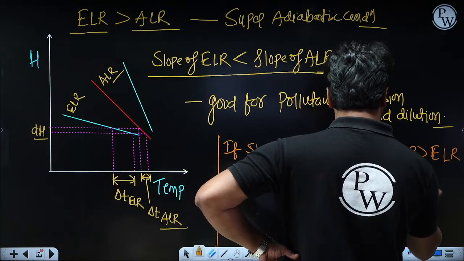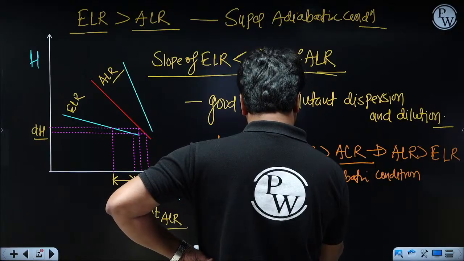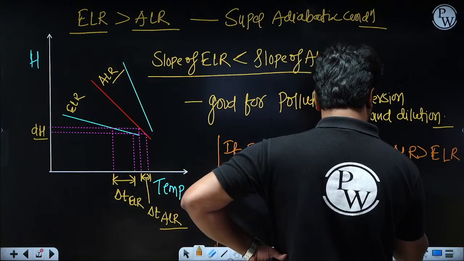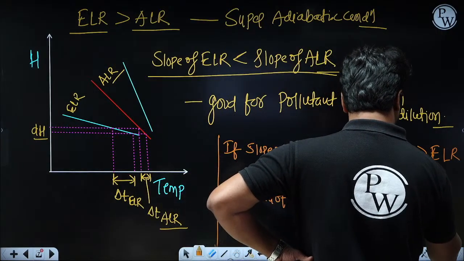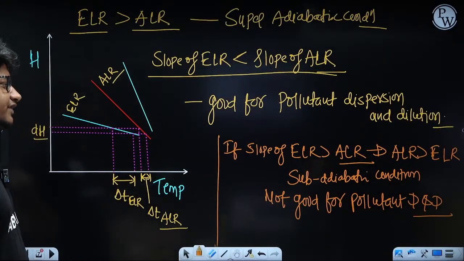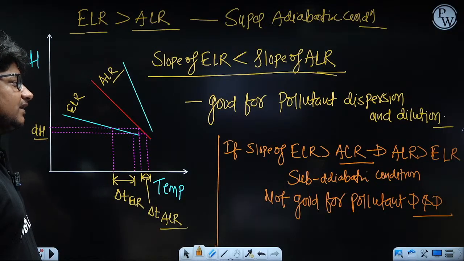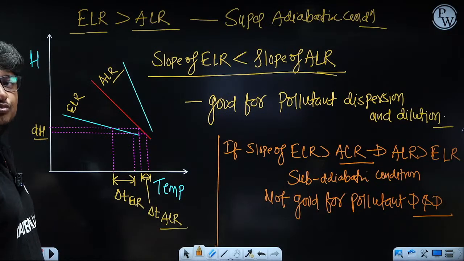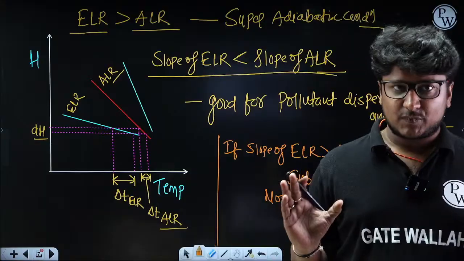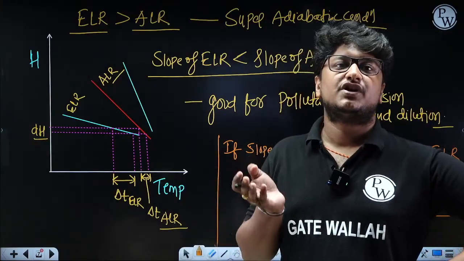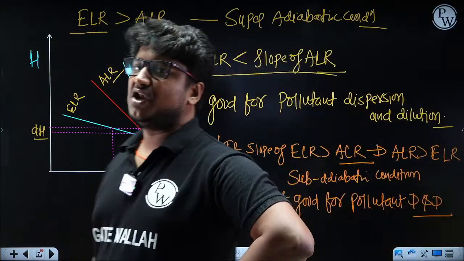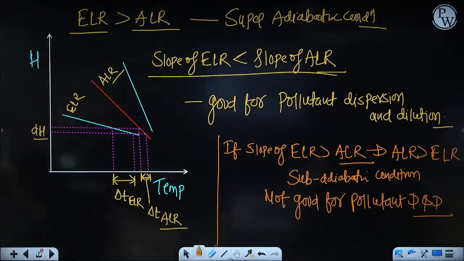And this case is not good for pollutant dispersion and dilution. So if slope of ELR is greater than ALR, that means your ALR value is more than ELR. That means the surrounding air is not giving you enough push so that the warm air parcel will not reach the greater height. In that case, the vertical mixing will not be good.